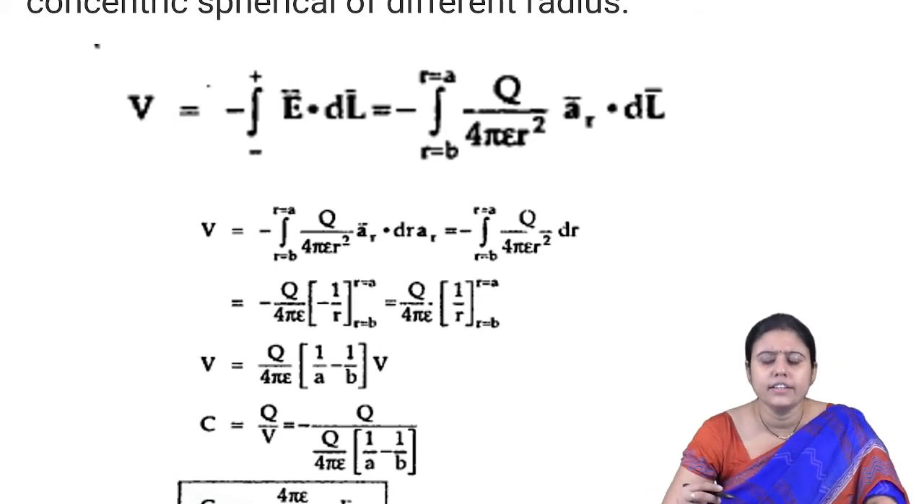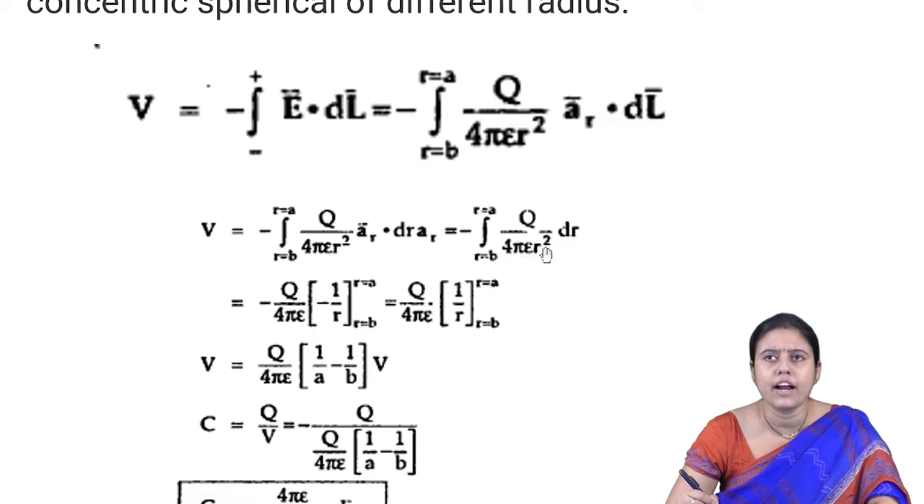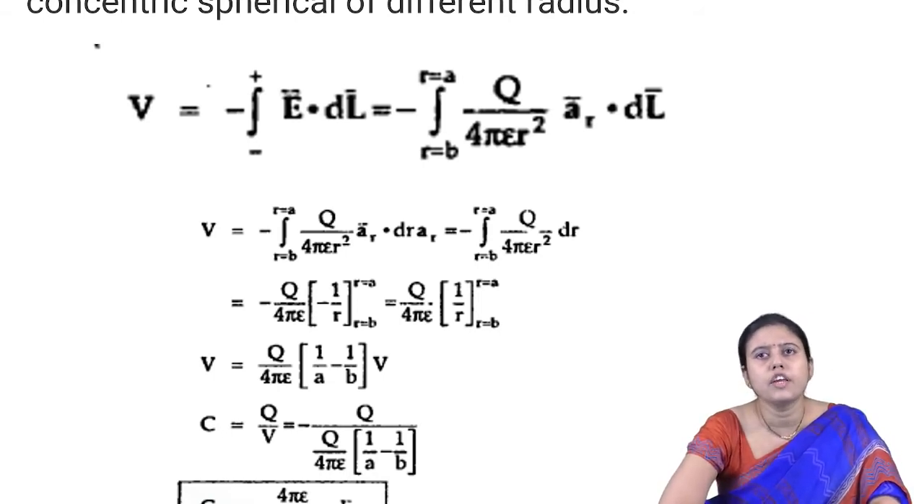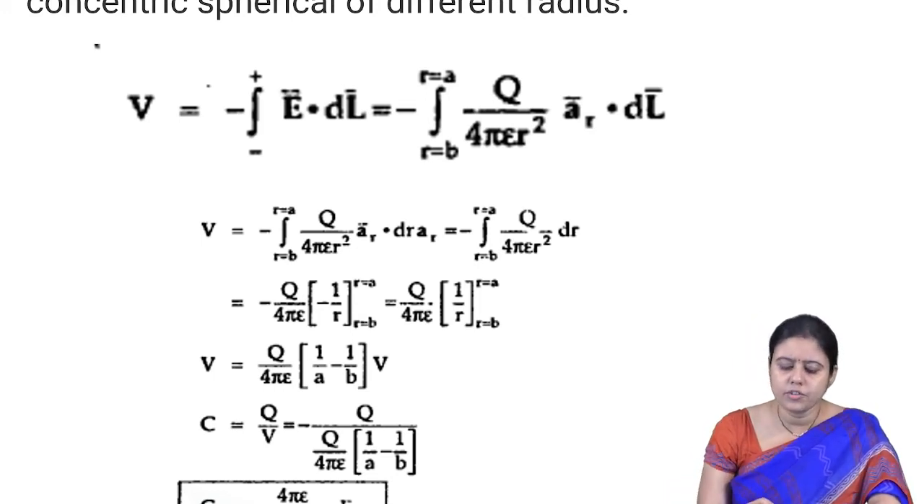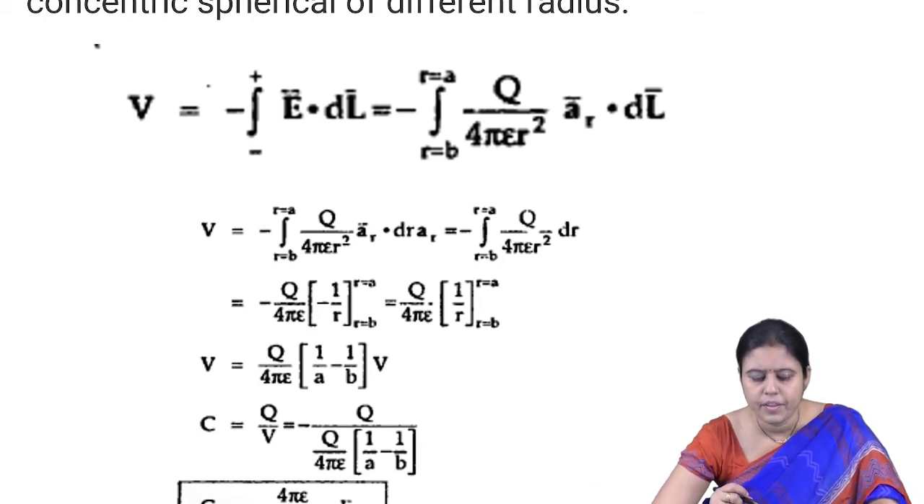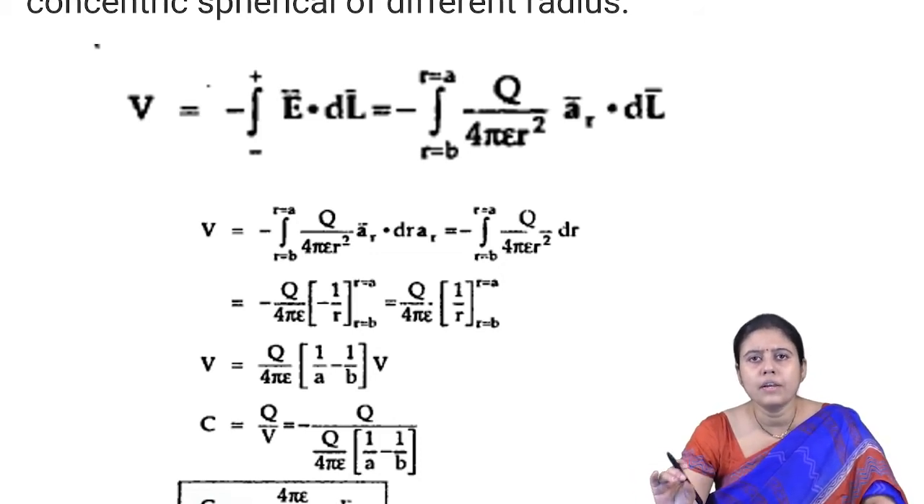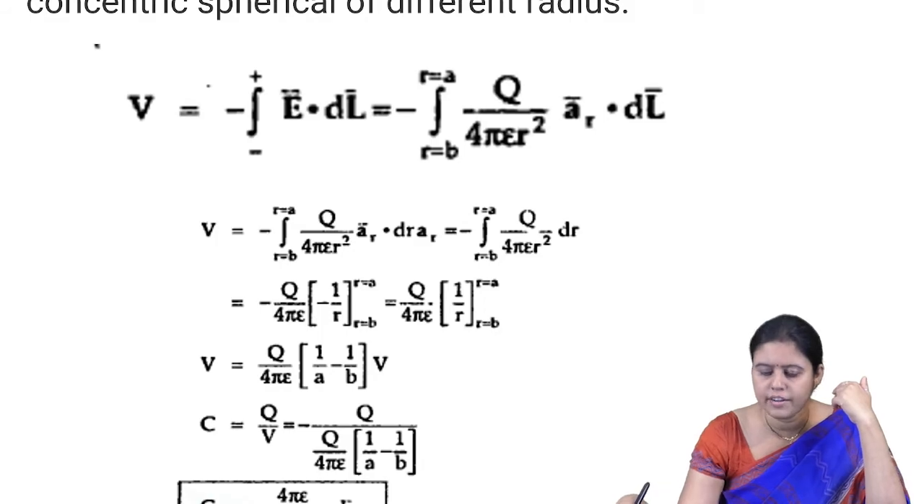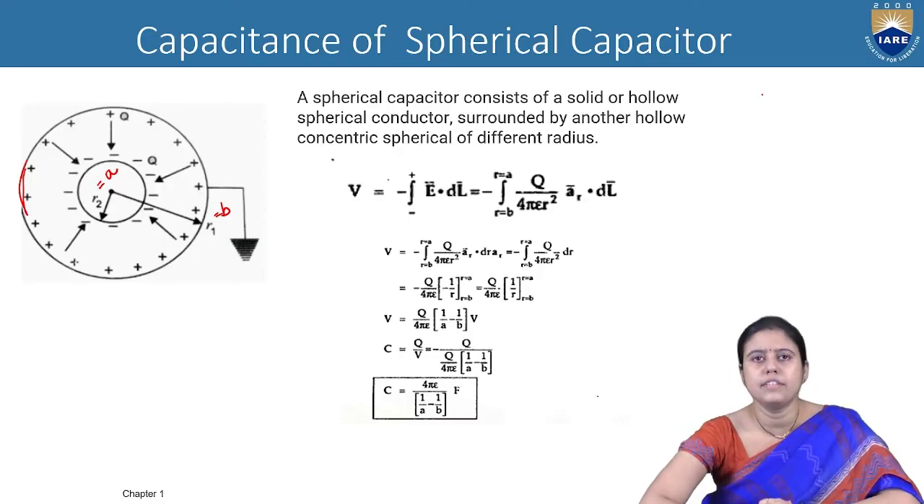So V is equal to the integration of Q by 4 pi epsilon r square dr, and the distance is B to A. Now Q is constant, 4 pi epsilon is constant, with the minus sign, so minus of 1 by r, from r equal to B to r equal to A. If we put in the values, we get Q by 4 pi epsilon times (1 by A minus 1 by B), meaning 1 by the radius of the inner circle minus 1 by the radius of the outer circle. So this is the value for the capacitance of a sphere.